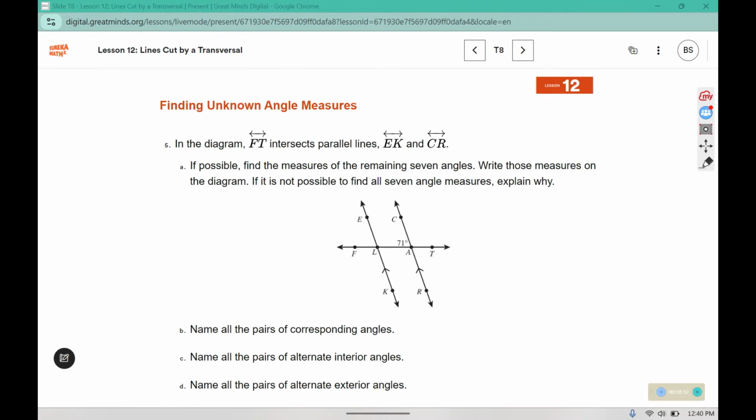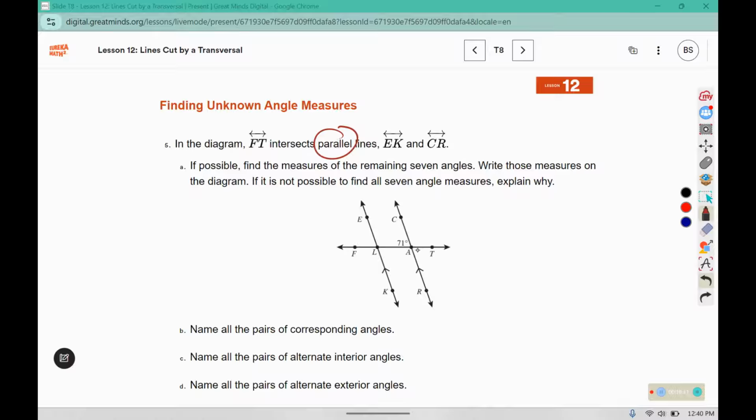In the diagram, FT intersects parallel lines EK and CR. So this line FT is the transversal. If possible, find the measures of the remaining 7 angles. Write those on the diagram. If it is not possible to find all 7 angle measures, explain why. Now, since they are parallel, and it tells us they are parallel, we know that there's corresponding angles, alternate interior and alternate exterior that we can use.